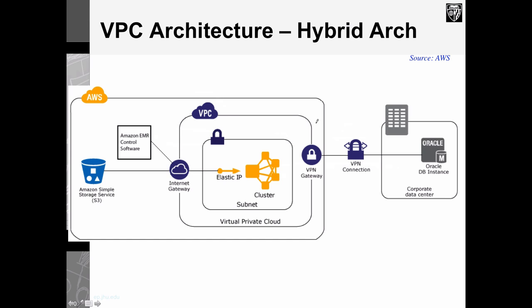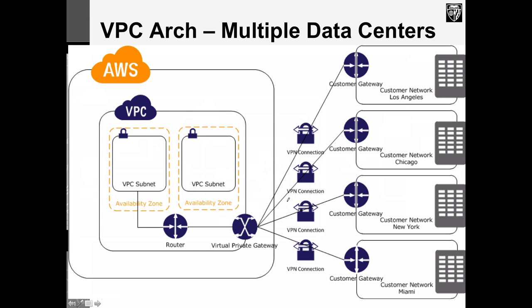So we talked about hybrid architecture, of how we can extend our data center and how we can make our application in the cloud access secure databases in our data center using this VPN connection. If your customer has multiple data centers, how do we connect using the virtual private gateway? In this case, we have a customer who has a data center in LA, Chicago, New York, and Miami. And we can use the same virtual private gateway to establish multiple VPN connections to all their data centers.